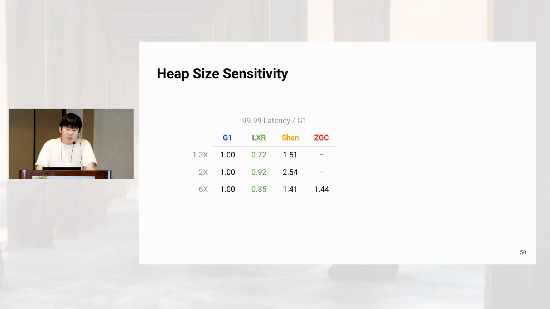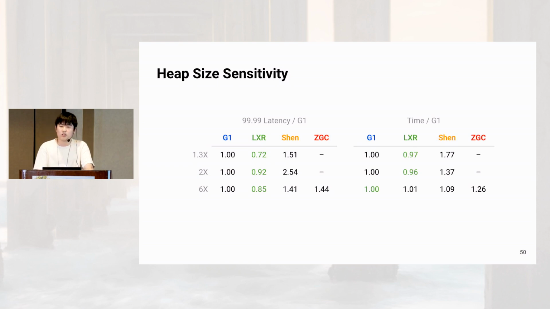And because garbage collection is fundamentally a time-space trade-off, we also measure the sensitivity over different heap sizes, ranging from 1.3x of the minimum runnable heap to 6x. So for latency, LXR is much better than all the other collectors for all the heap sizes. And for throughput, LXR is also the same or slightly better than the others.